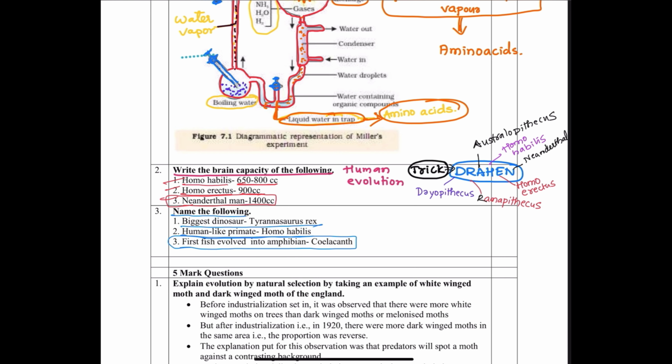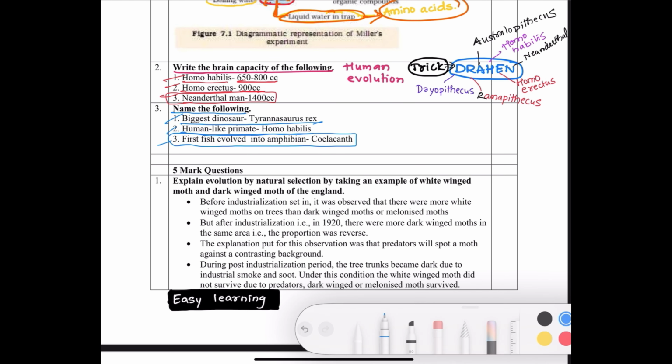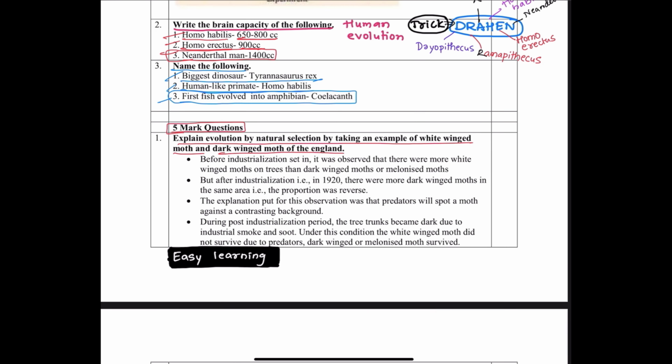Then next question, name the following. Biggest dinosaur: Tyrannosaurus rex. Human-like primate: Homo habilis. Fish evolved into amphibian: coelacanth. 5-mark question, evolution by natural selection by taking an example of white-winged moth and dark-winged moth of England.